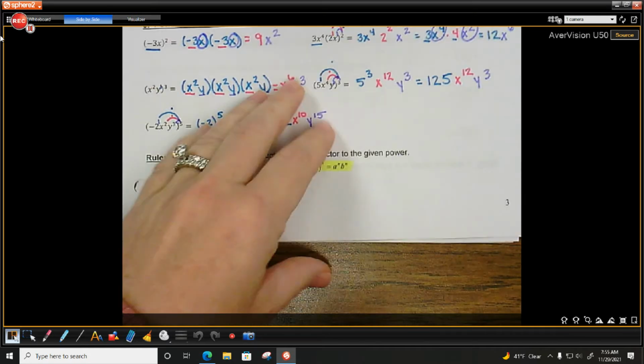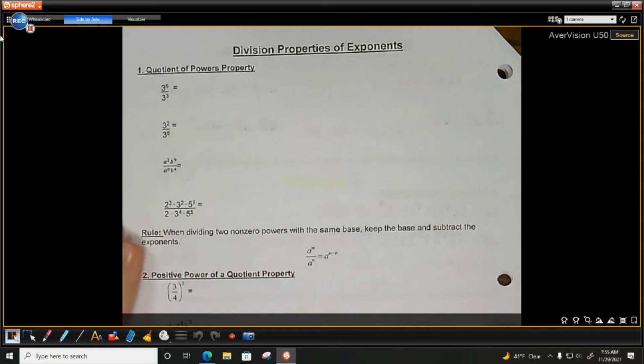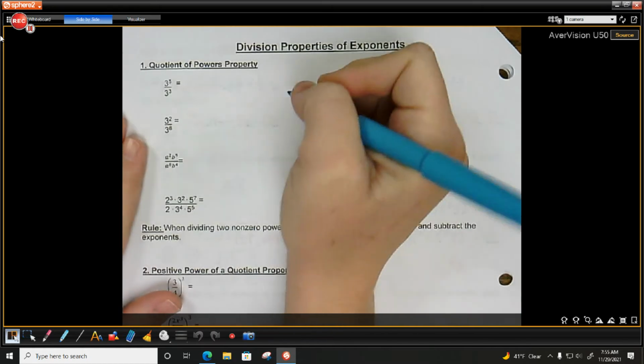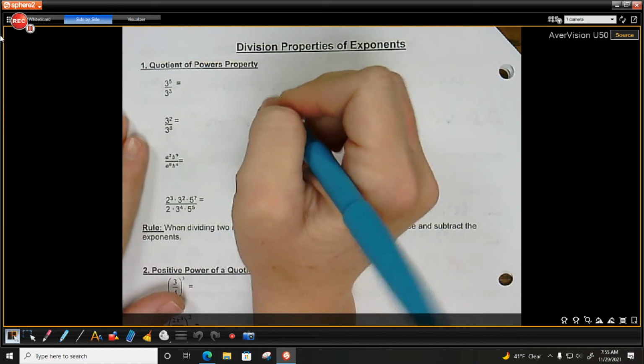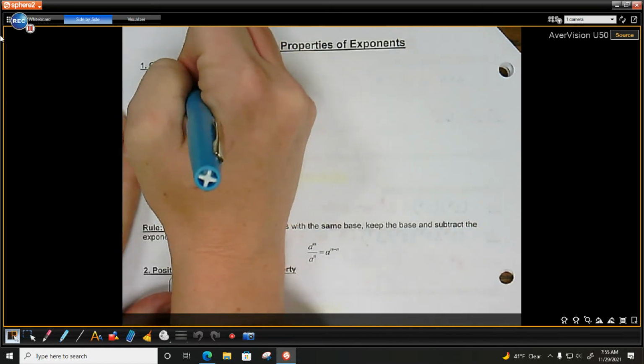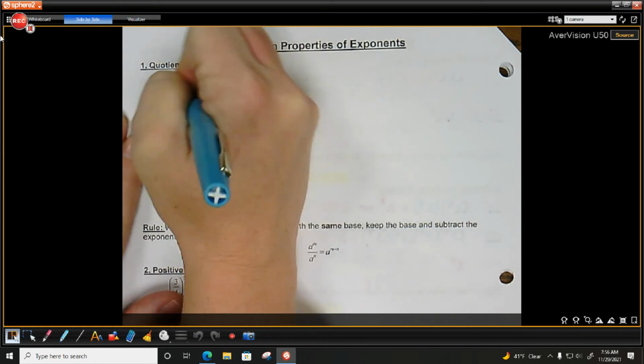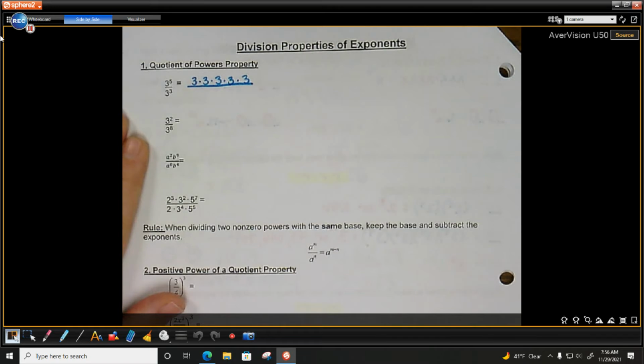Okay, now we're going to go on to our division properties. I think the division ones are actually easier. So, we're going to expand it first. Then we're going to look at the rule. What's 3 to the 5th power mean? I have 3 five times, over. What's 3 to the 3rd mean? 3 three times.